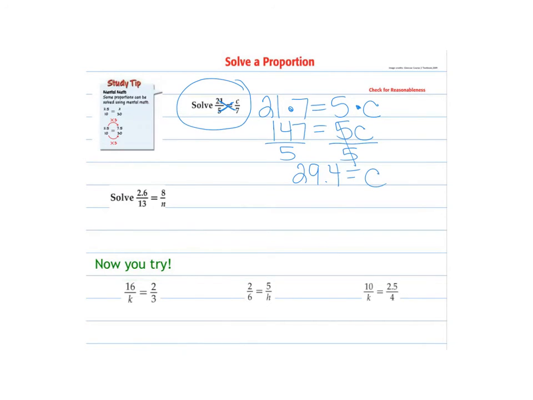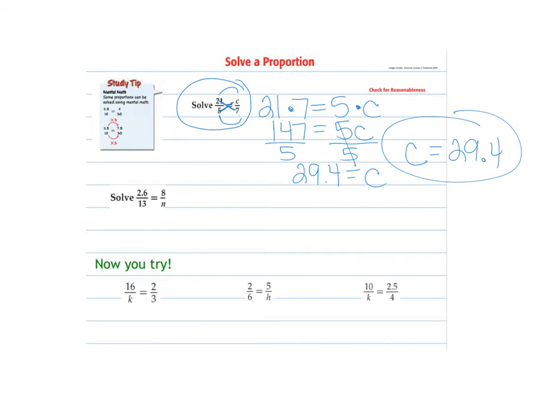29.4, which equals C. When I write what a variable is equal to, I always do my variable first. So I'm just going to rewrite it: C equals 29.4. Then I want to look at it just to make sure. I can see 5 times something, so probably 1.2 or 1.3 gets me to 7, and 21 times the same thing, 1.2 or 1.3, would also get me to 29.4, so that makes sense. 5 to 7 is getting larger by a little bit, so this needs to get larger by a little bit as well. Okay, let's do another one.